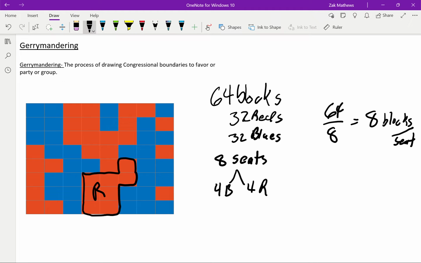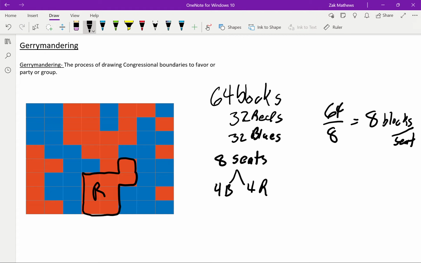And as someone that's trying to draw this for the blues, you say again, why are you doing this? This seems like a terrible idea. Well, what I've just done is I've isolated a bunch of red voters. So that allows me to spread the blues out so that hopefully they can win more seats. Let's see what I'm talking about.